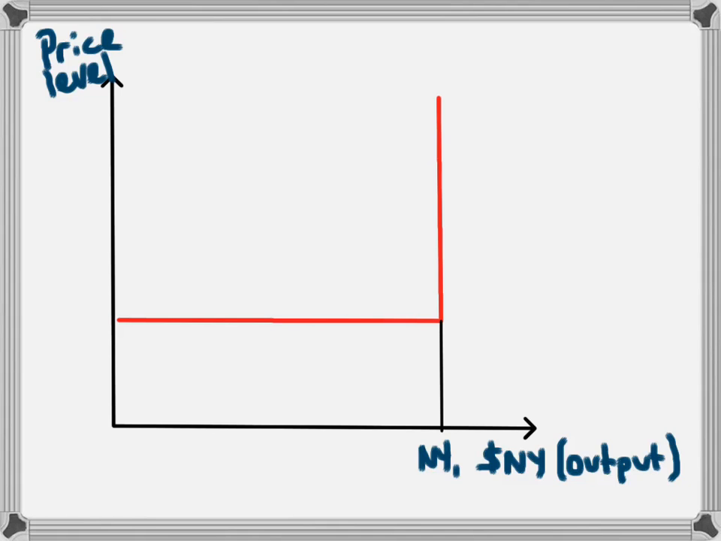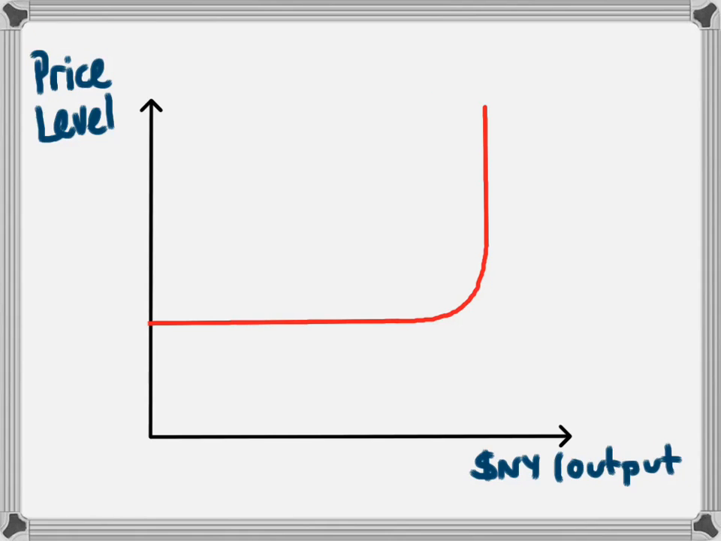In reality, we wouldn't just go from one state to the other. There would be an in-between phase where businesses start competing for available resources, workers begin to see that they're in demand, and they'll ask for higher wages. The costs will go up for businesses, and this will lead to prices going up. And so what will happen is we'll start to get a curve in between these two sections. So this is what our final aggregate supply curve will look like.